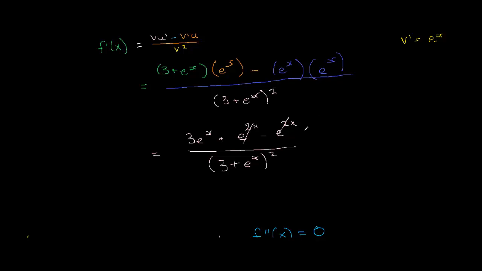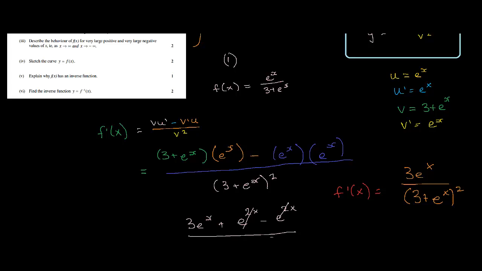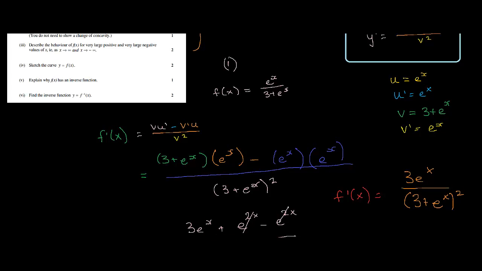Beautiful. So we've just got left with, I'll just rewrite it over here. So f dash of x equals, so we had this 3e to the x on the top, and this 3 plus e to the x squared. Beautiful. So this is the first derivative. This is the gradient function of this function here that we've been given.